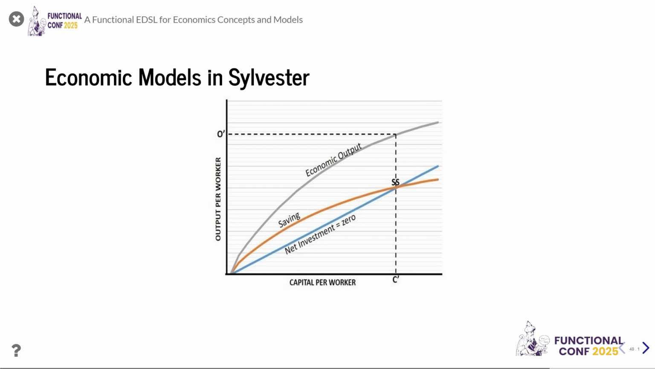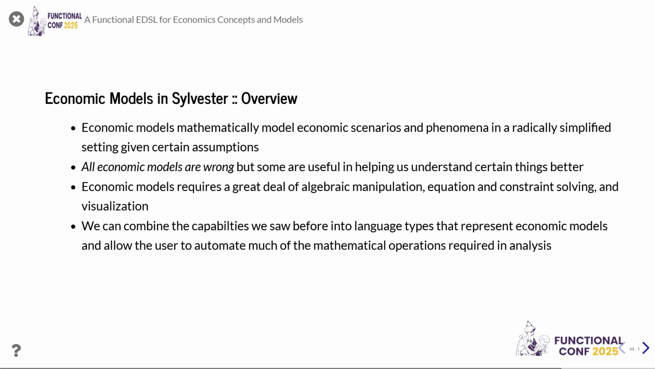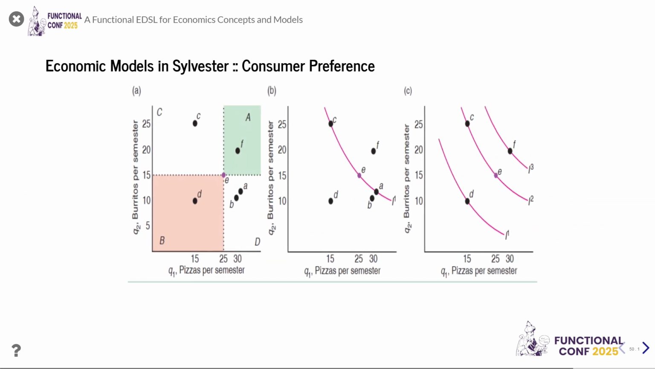So the last thing we're going to look at is how we could use economic models. Economic models basically model these different scenarios given certain assumptions. The common saying is that all economic models are wrong, some of them are useful. And economic models generally require a lot of manipulation and constraint solving, like we saw before. So we can combine capabilities that we saw before from Sylvester into these different types that represent these models. Okay, so let's look at how we can do this.